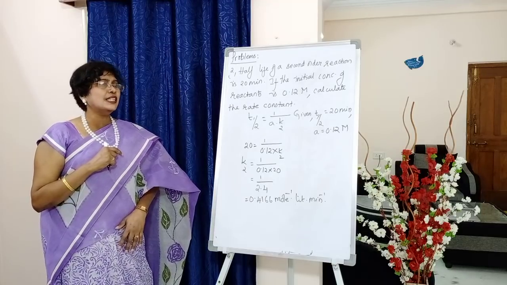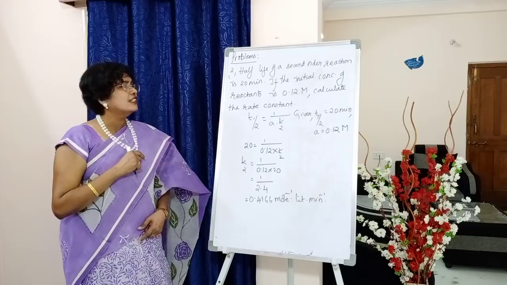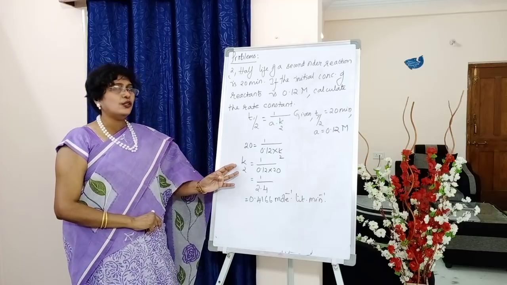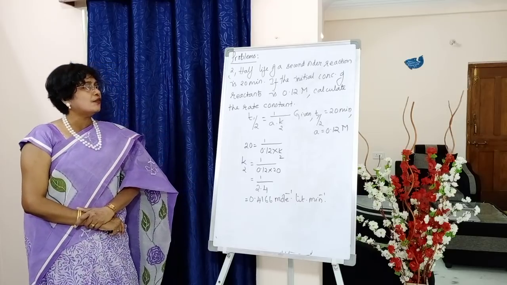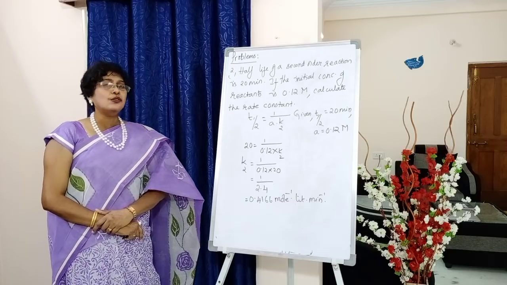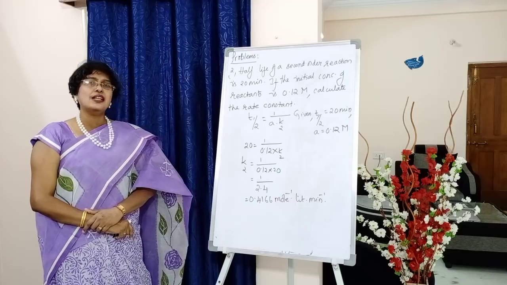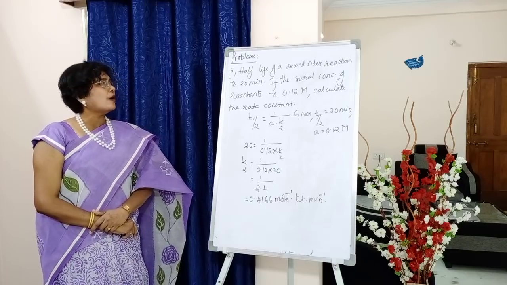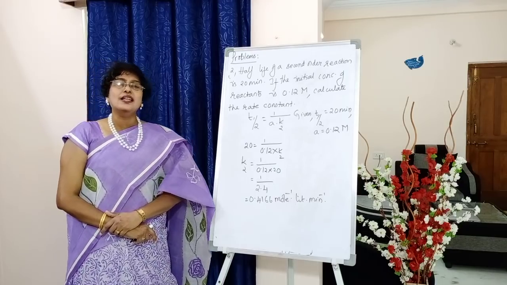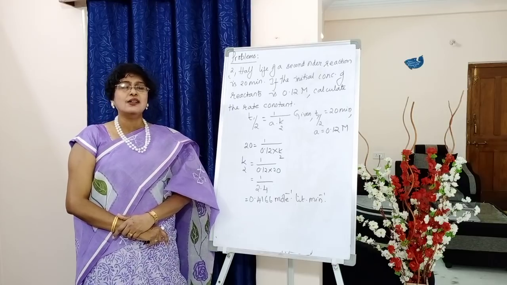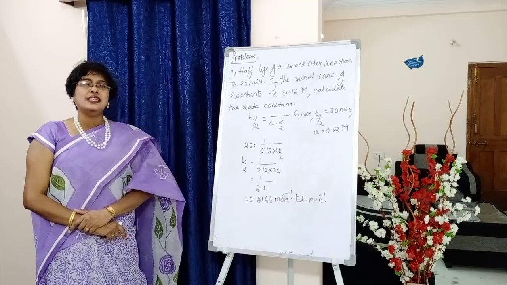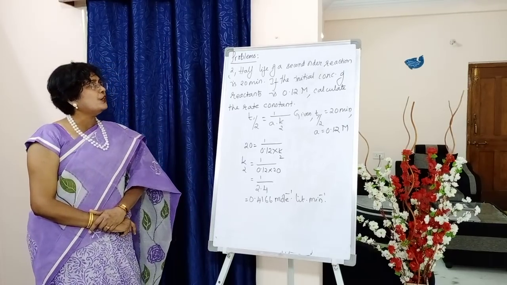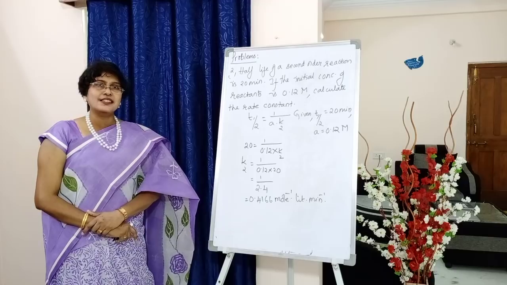So what is asked in the problem? Calculate the rate constant. So K2 is calculated using half-life. T half is equal to 1 by A into K2. Okay students, have you noted down? So these are the few problems based on second order kinetics. Okay, so hope you enjoyed the derivation, hope you enjoyed the kinetics, and hope you enjoyed the numericals also.